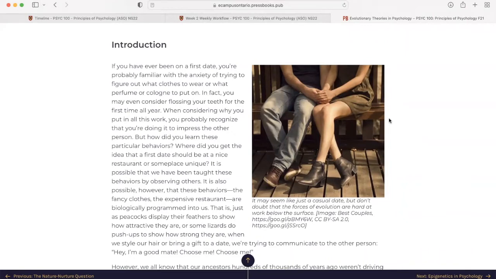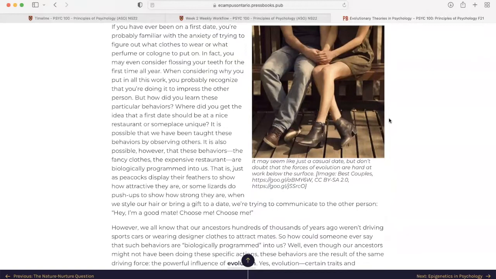Introduction. If you've ever been on a first date, you're probably familiar with the anxiety of trying to figure out what clothes to wear or what perfume or cologne to put on. In fact, you may even consider flossing your teeth for the first time all year. When considering why you put all this work in, you probably recognize that you're doing it to impress the other person. But how did you learn these particular behaviors? Where did you get the idea that the first date should be at a nice restaurant or someplace unique?